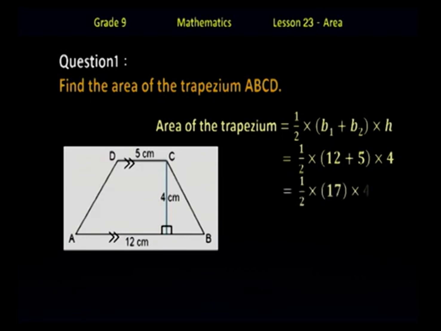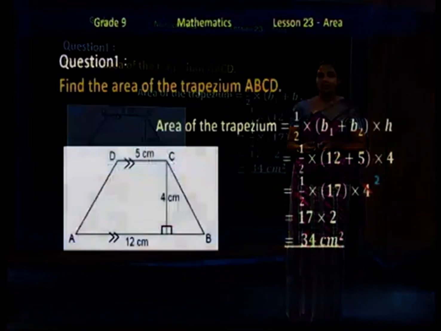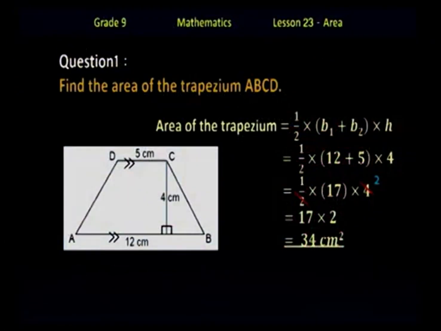Then simplify. 12 plus 5 is 17. Now how can you simplify? 2 and 4, you can simplify them. 4 divided by 2 is written as 2. Then 17 into 2, the answer is 34 square centimeters. The area of the trapezium ABCD is 34 square centimeters.